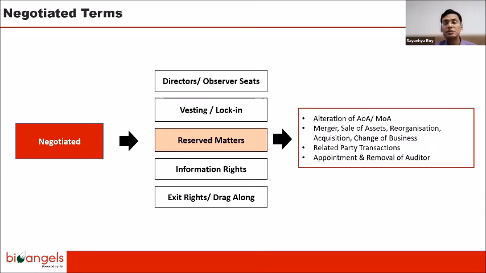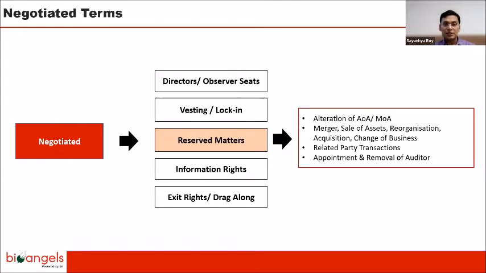Of course, as investors, when we invest in a particular business, we do so with a certain expectation as to how that business will progress and develop over a period of years. Any of these actions can divert the path of the company. And we definitely want to ensure that whatever diversion happens is to the benefit of the investors and of the company as well. And of course, related party transactions and appointment and removal of auditors.